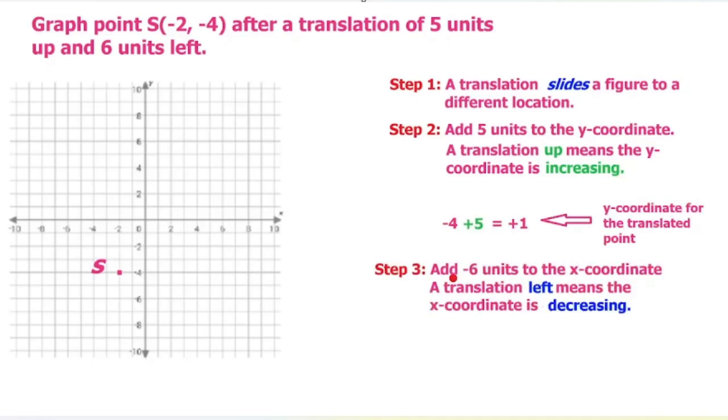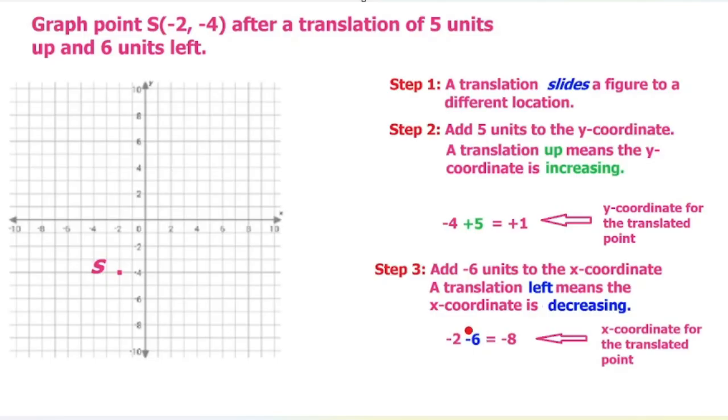Now we add -6 units to the X coordinate. A translation left means the X coordinate is decreasing. We have to go 6 units left, okay? So now we take -2 and we add -6 to it, so it becomes -8. And the X coordinate for the translated point is -8.